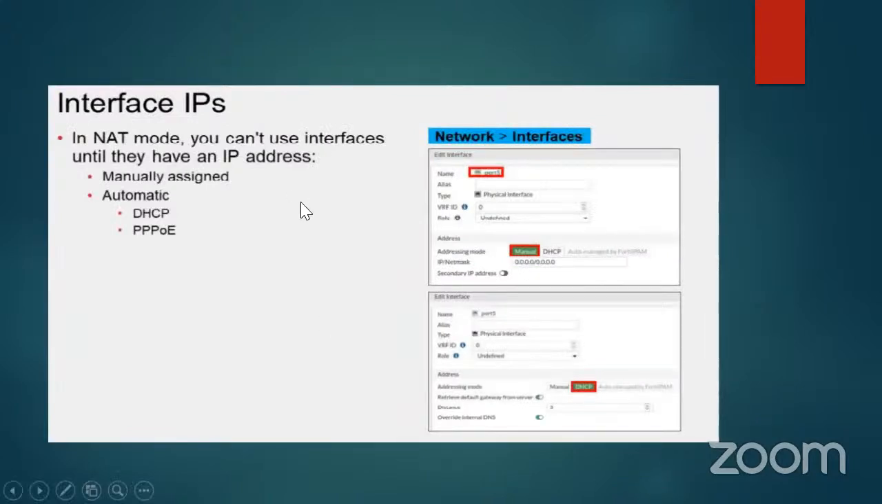Apart from that, basic things again, in your network interface, you'll go to the Network tab, go to Interface, and there you can give the IP addresses as well. Okay. Your IP addresses can be manual, automatic DHCP, or PPPoE. These are different addressing schemes. Usually people do manual or DHCP or PPPoE.